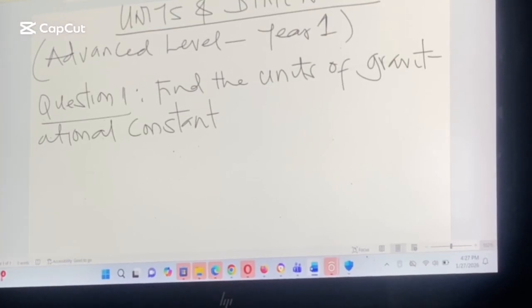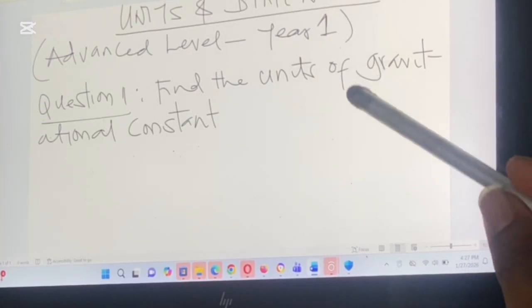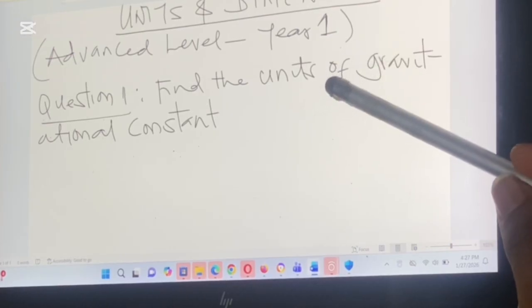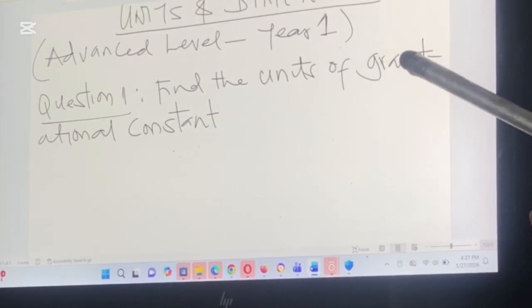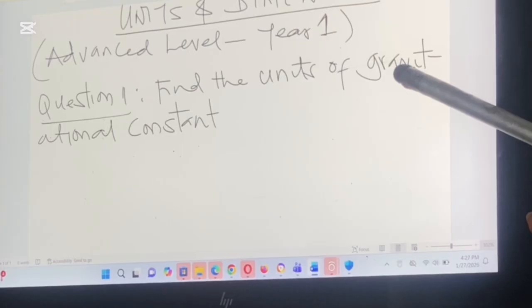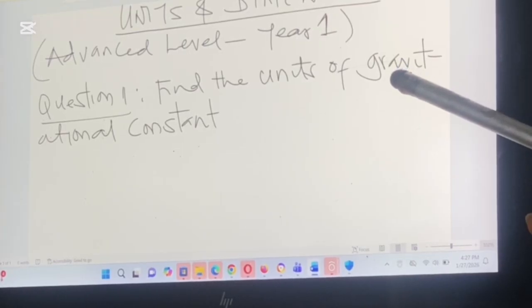All right, now let's solve this advanced level question on units. Okay, they gave us this question. They said, find the unit of gravitational constants.